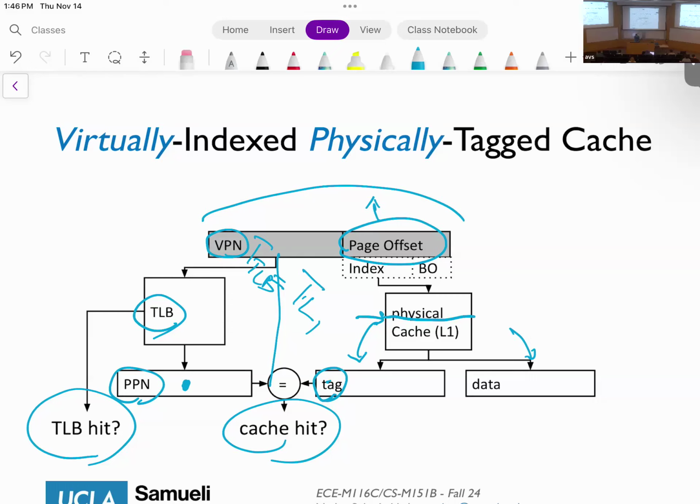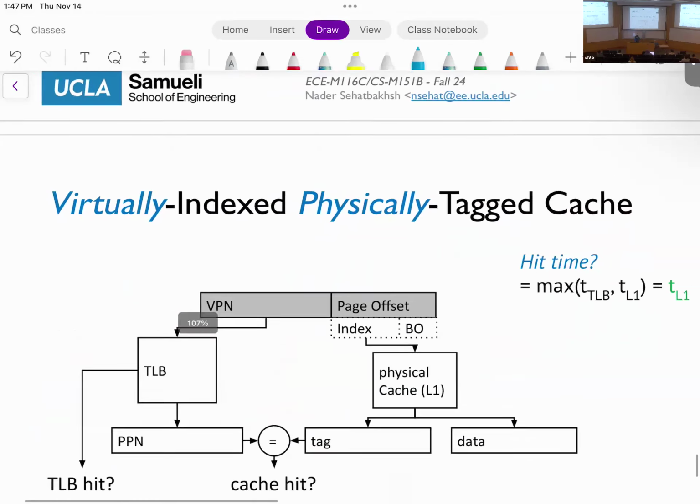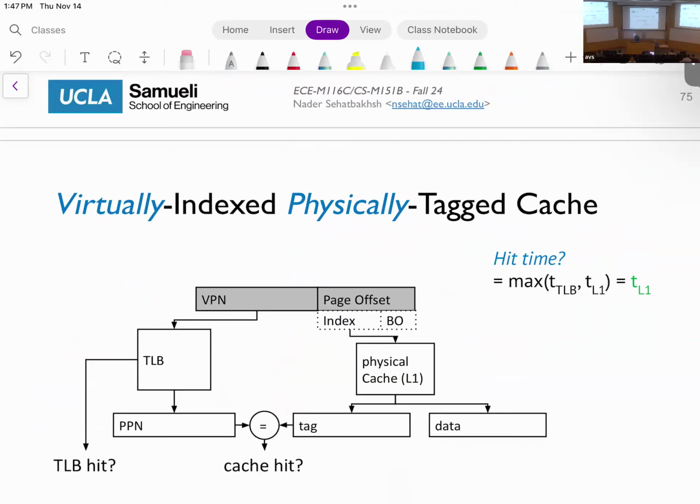And this is why we call this virtually indexed, because the index is virtual, but the tag is physical. So virtually indexed, physically tagged cache. We call it VIPT, okay? So by the way, what is the hit time? The hit time will be the maximum of this and this, okay? And typically, if I can make my TLB fast enough, I can make sure that this time is smaller than this time. That means that my lookup time of my L1 remains what it used to be. So I'm hiding the time for lookup by the time of accessing L1, okay?